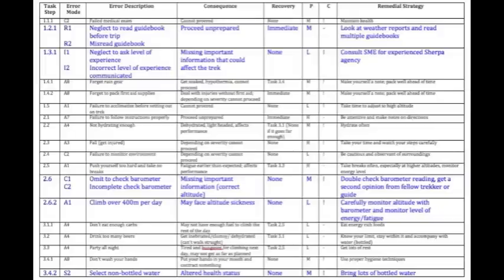Another example of a remedial strategy is that for the error, select non-bottled water. The remedial strategy in this case could be bring a lot of bottled water such that the choice is clear and bottled water is available to make the correct choice.